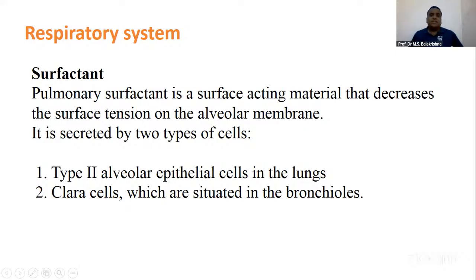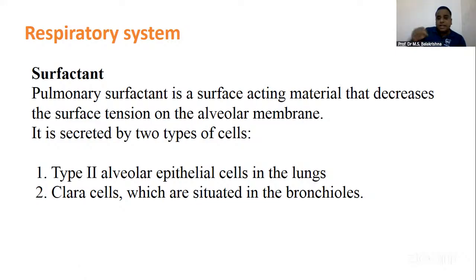Now coming to surfactant. We have just discussed that type 2 alveolar cells make surfactant. So what is surfactant? What is the importance of surfactant? If surfactant is not properly produced by type 2 alveolar cells, what will happen? First we'll know the definition. Pulmonary surfactant is a surface acting material, and it decreases the surface tension of the alveolar membrane. This is the main MCQ answer. If it is in the options, this is the answer: it decreases the surface tension of the alveolar membrane.